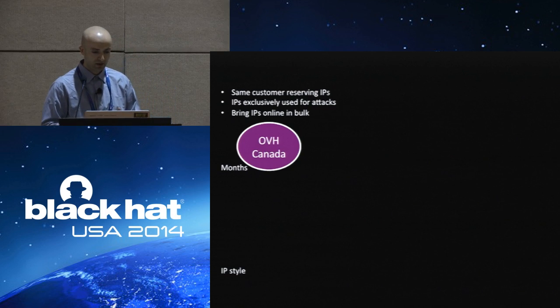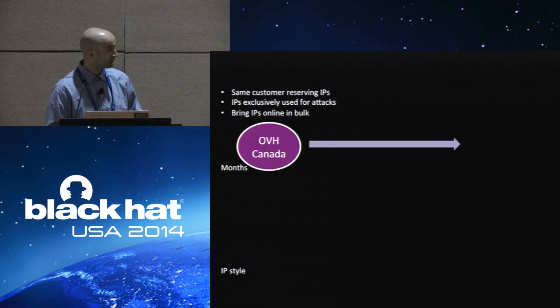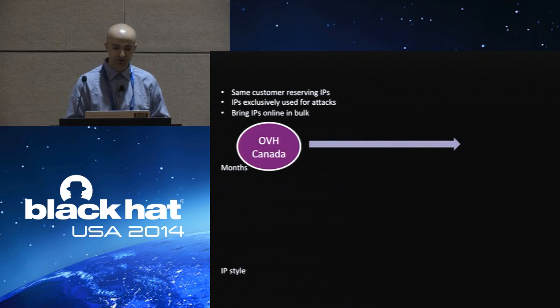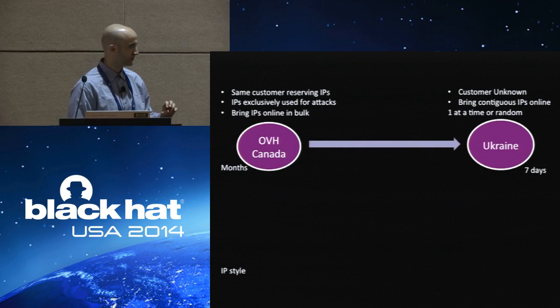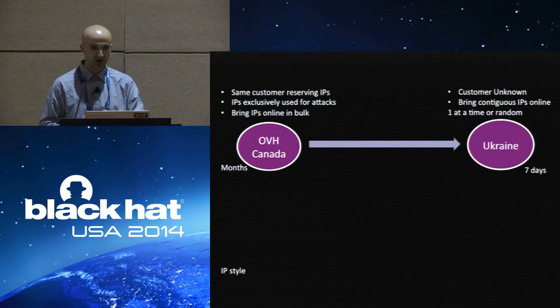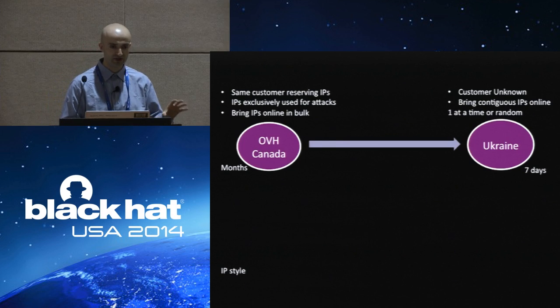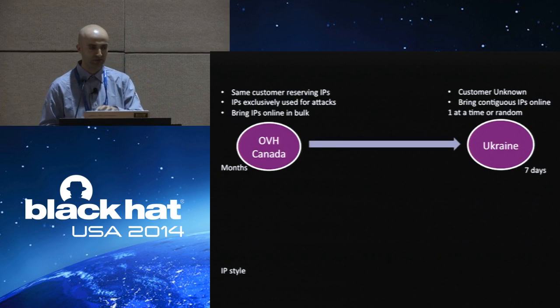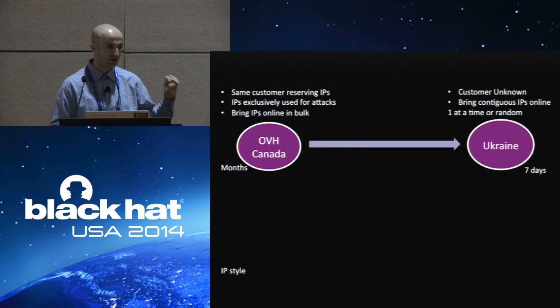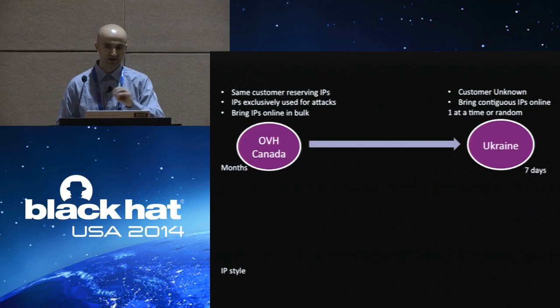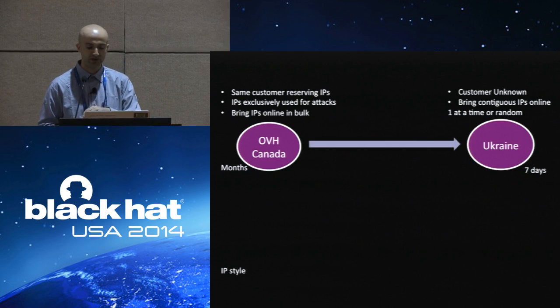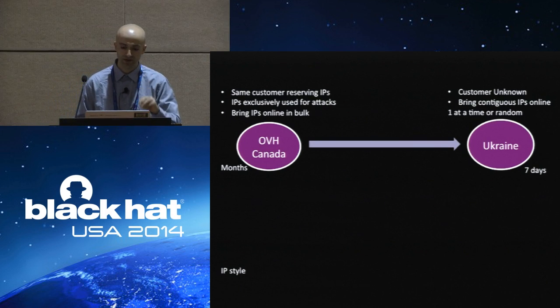The IPs were brought online in bulk, the whole contiguous chunk brought online at the same time. When they got a lot of heat from security researchers, the actors behind this shifted to a Ukrainian hosting provider. And in that case, they changed their behavior. They shifted from the ARIN space to the RIPE space. In the ARIN space, we were able to use whois to figure out the customer reserving these IPs, whereas in the RIPE space, the information was scarce and you were not able to figure out the customer.